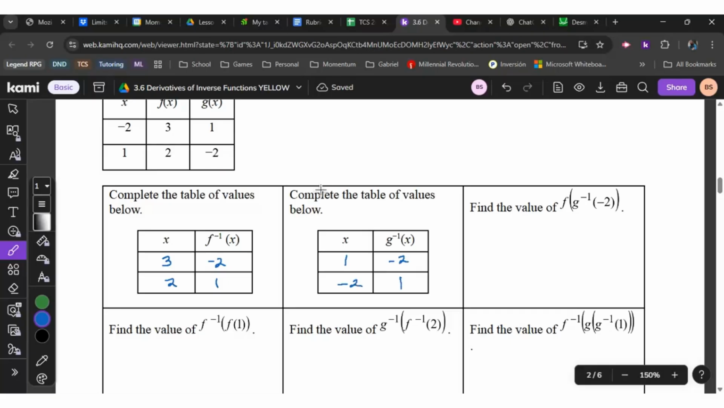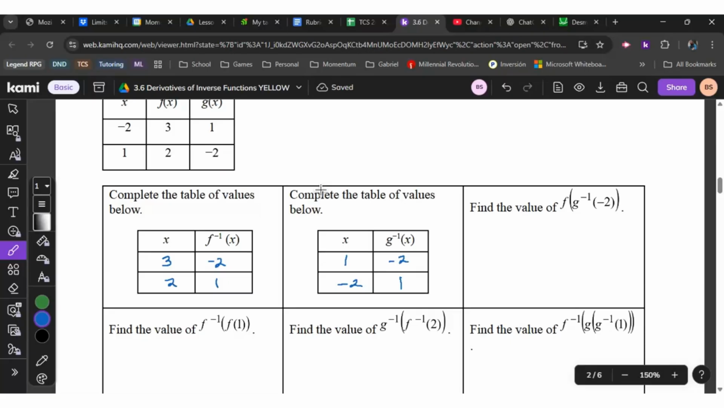When it's asked us to find the number, we look for that value in the output. When it's inverse, when it says g inverse of x, you're going to look for the x value, not the y. Normally we'd look for the y value, right?